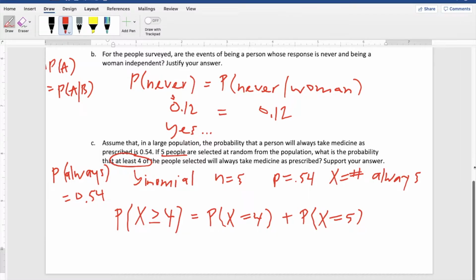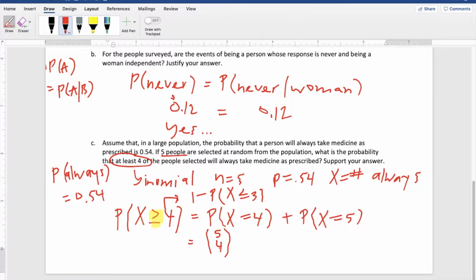We talked about in our learning binomial that for a greater than or equal to, usually we would do a 1 minus, so you could also do it that way. You could do this as 1 minus the probability that X is less than or equal to 3. But like I said, in this case, greater than or equal to 4 out of 5 people would just be 4 or 5.